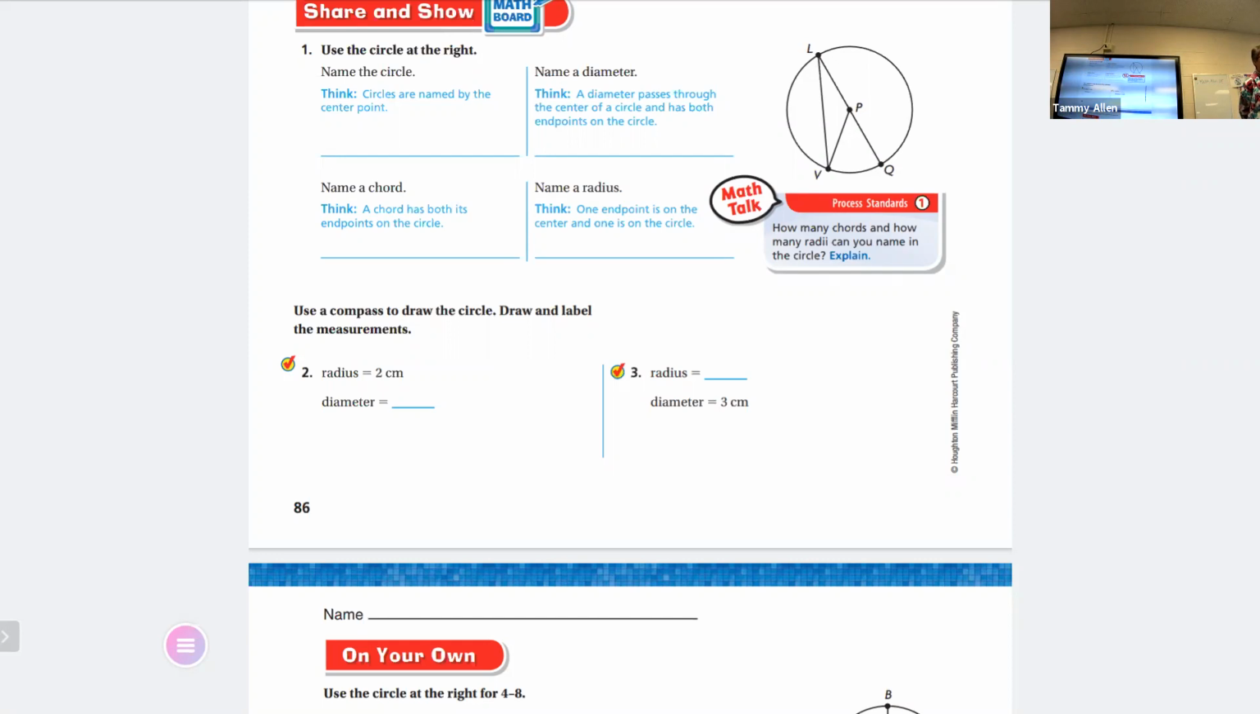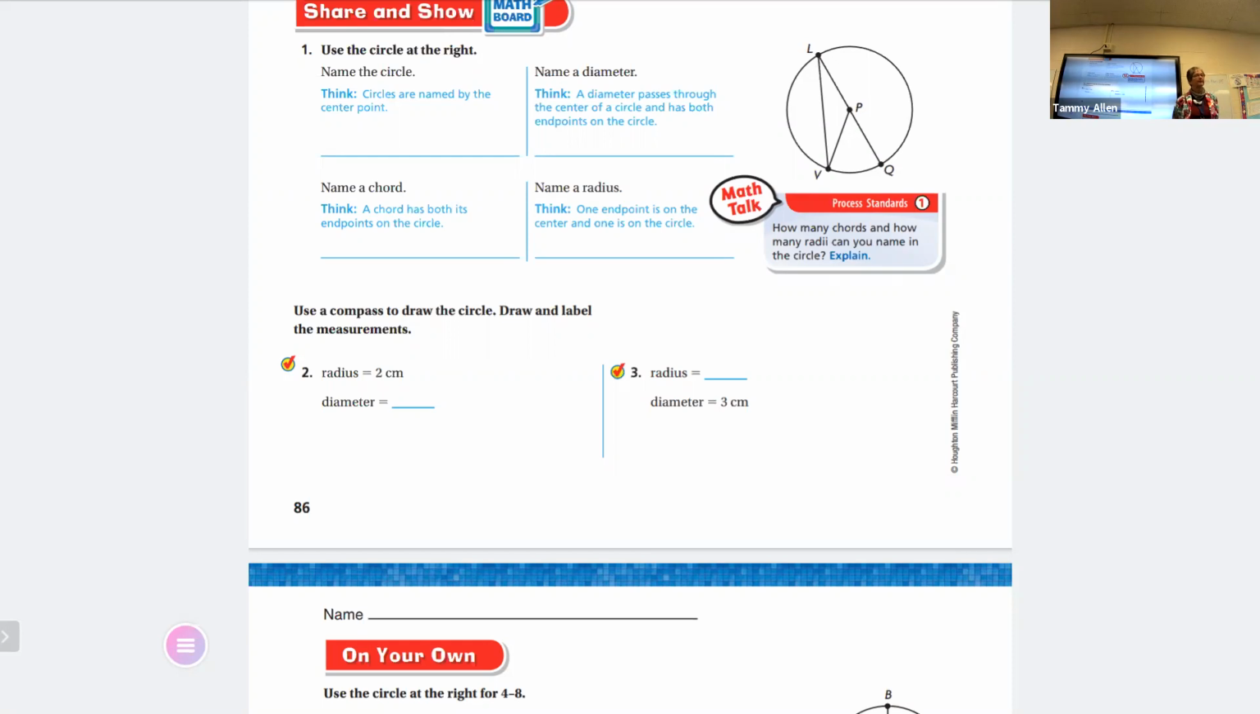Peyton. They both have to touch the center. The diameter has to touch the center to reach the edge, and then the radius has to go to the center, but the other one has to go through. Okay. All right. Both lines are touching. Okay. What can you say about their measurements, the relationship of their measurements?